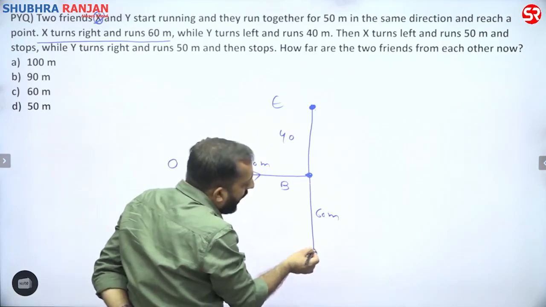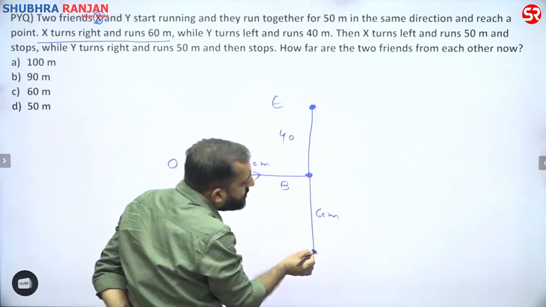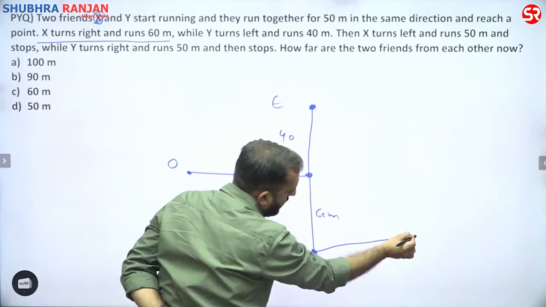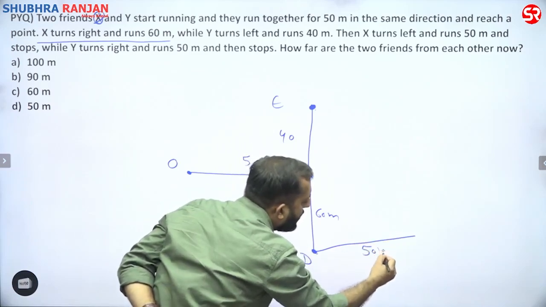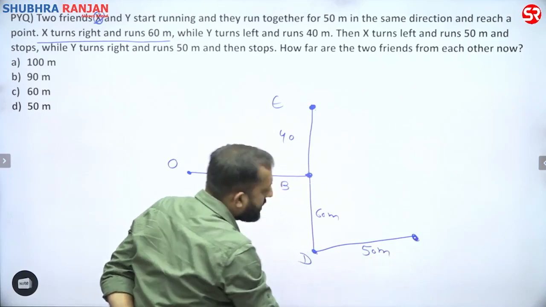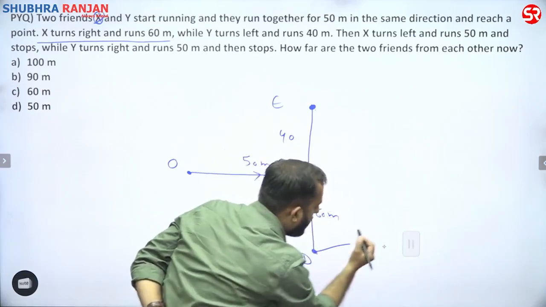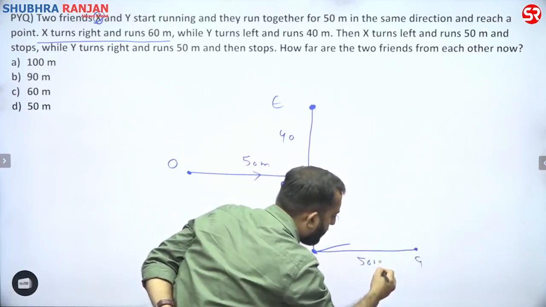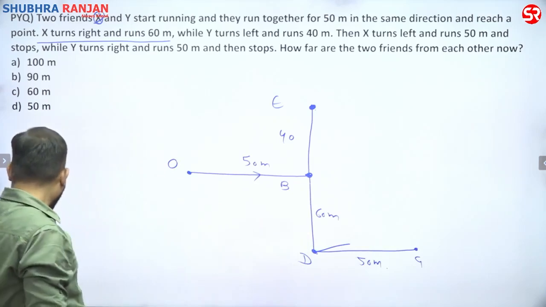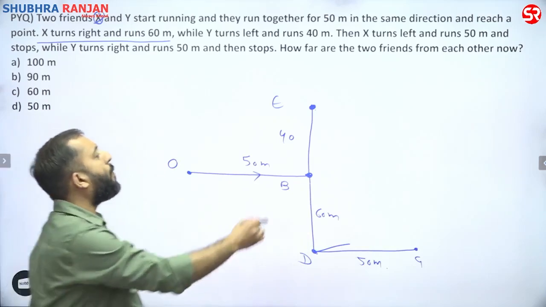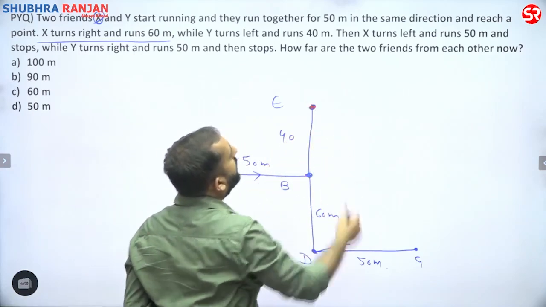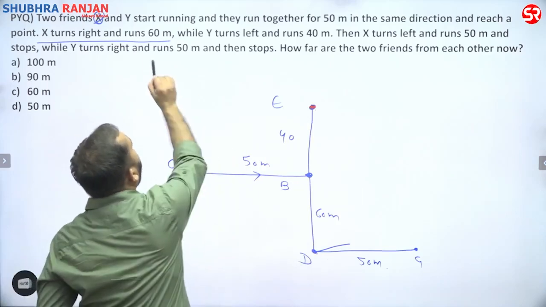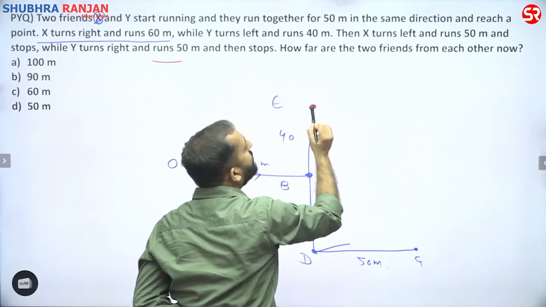After reaching point D, X has turned left. X will go like this. The distance traveled by X is 50 and he reached, let's say, point G. This distance is 50. And what has Y done after point E? After point B, Y has turned right and went 50 meters. From here, Y has gone 50 meters.